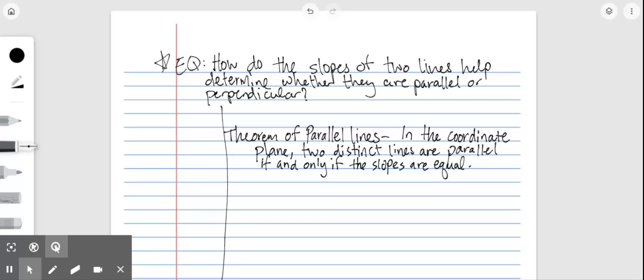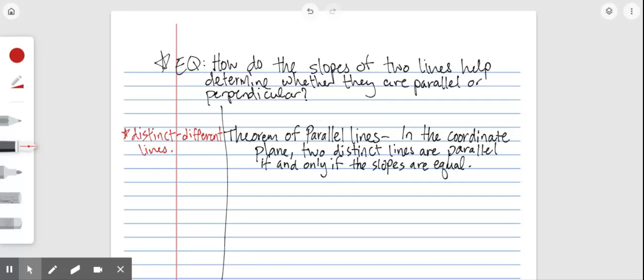So just a little note over here. The word distinct just means that they're not the same line. So they're not coincident lines. So different lines. Okay, so they won't have the same slope and y-intercept. They'll just have the same slope. So in layman's terms, basically this says that parallel lines have the same slope.